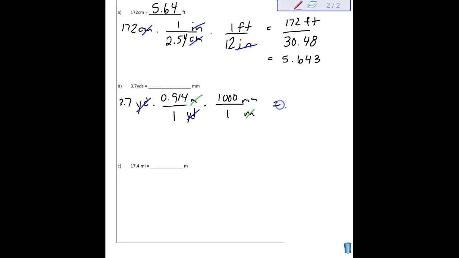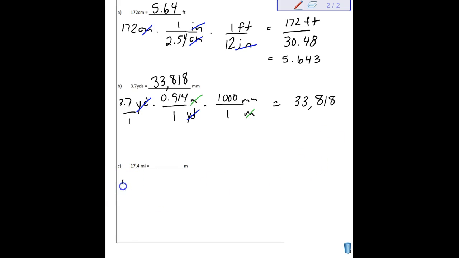So I take my 3.7 and I multiply by the 0.914, and then I multiply by 1,000. And in my denominators, I just have 1 all the way across. So I get 33,818. That's a lot of millimeters.